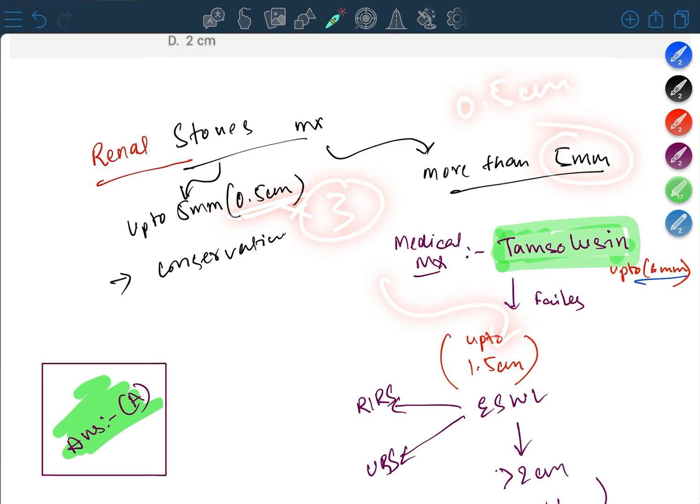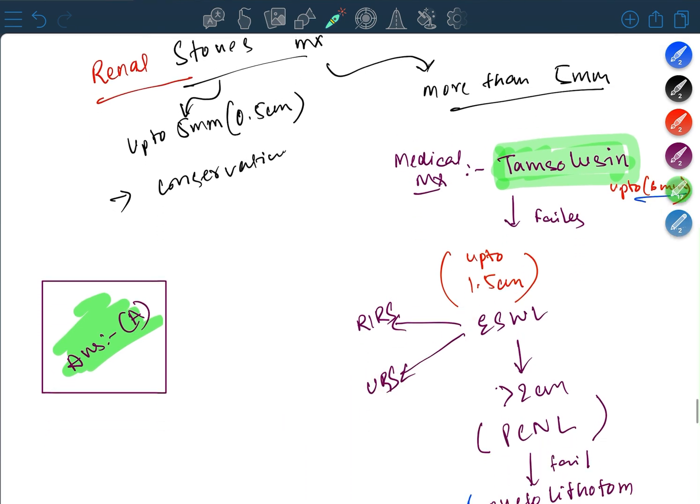In some patients ESWL is contraindicated. We do RIRS or URS, ureteroscopic removal of stones, mainly done in ureteric stones. If ESWL also fails and the stone is more than 2 centimeter in size, we do PCNL, percutaneous nephrolithotomy.